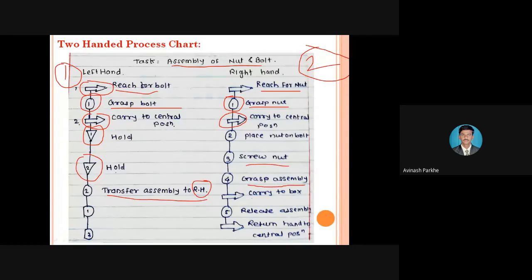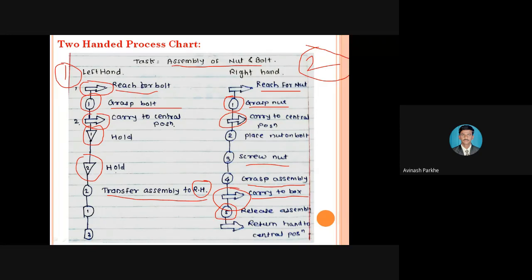And then I will take that particular assembly towards the box. It is represented by the transport symbol. Then I will release that particular assembly from my hand. I will put it in the box. For putting it in the box, I will release that particular assembly, and again my hand comes to its original position.